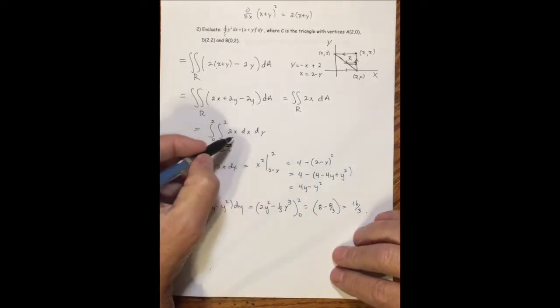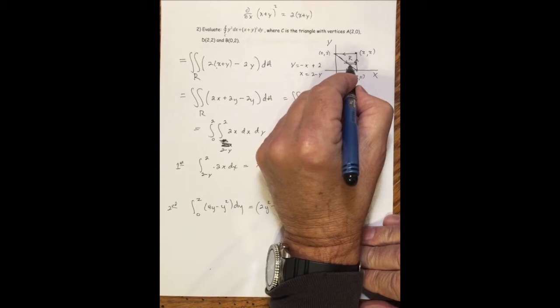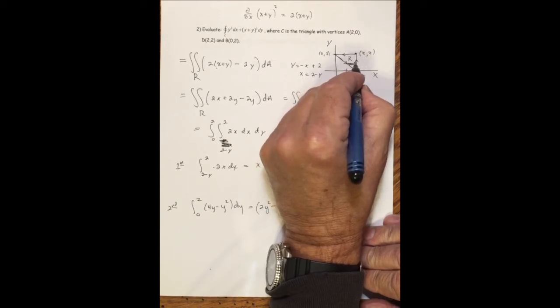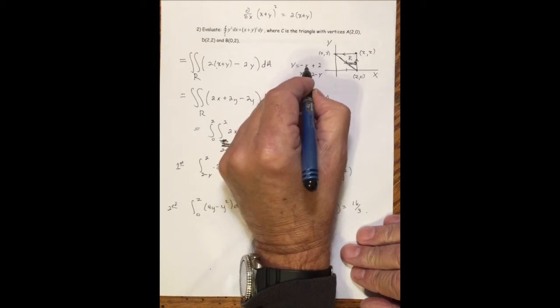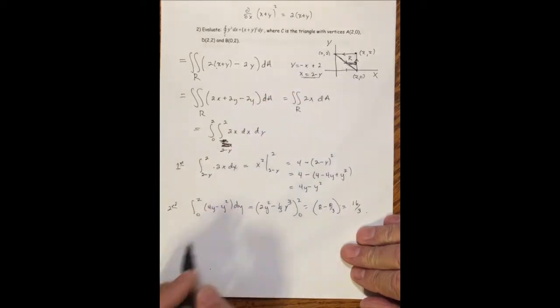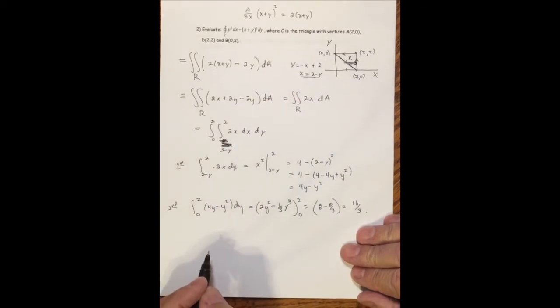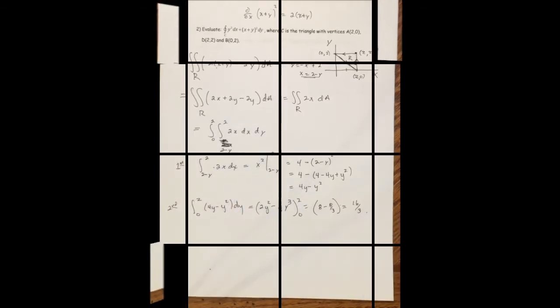That limit there almost got me. I'm integrating with respect to x, so x must go like this. How does x change? X goes from this line, so I have to take that line and solve it for x. That almost got me, didn't it?